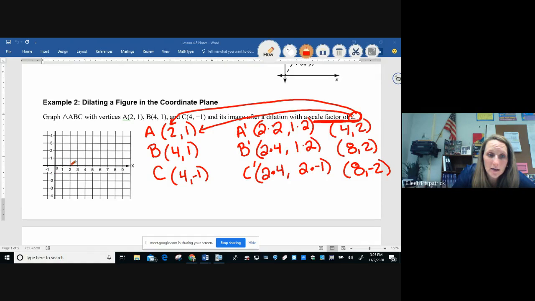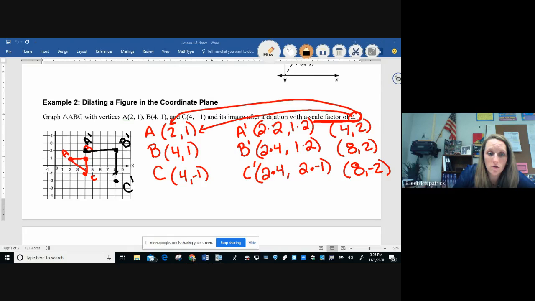So let's plot A, (2, 1). Here's A. B is (4, 1). C is (4, -1). So A, B, and C. All right, and then A prime is (4, 2). B prime is (8, 2). And C prime is (8, -2).